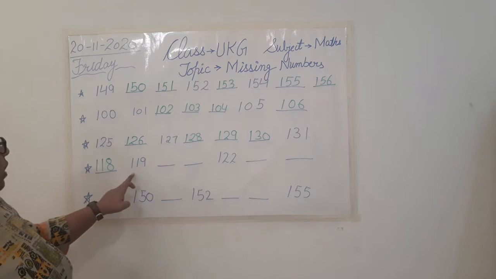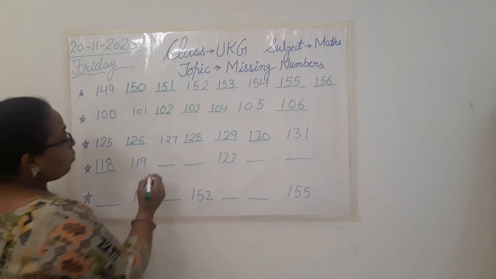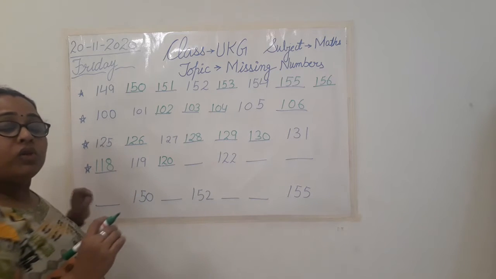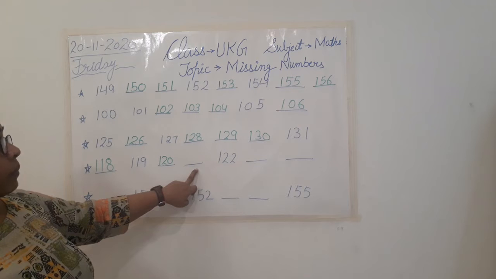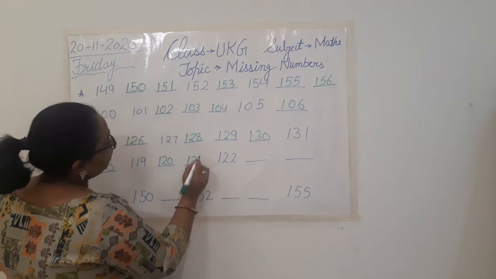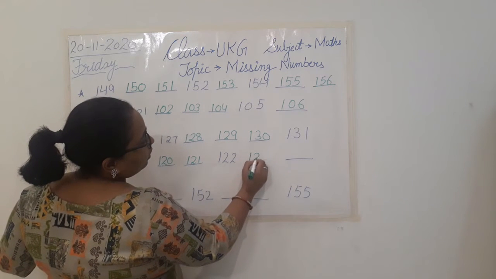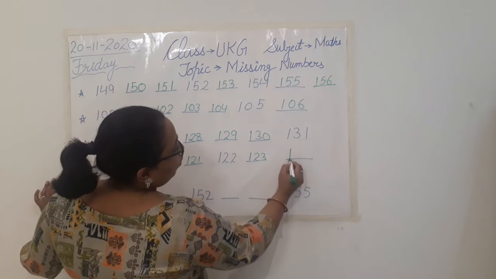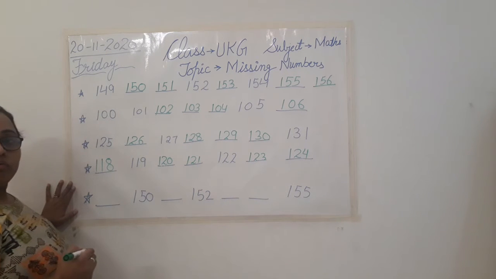118 we have. Then we have 119. What will come after that? 120. और counting अच्छे से आती है तो you are able to do all the things. After 120 will come 121. Then we have 122, 123, and what will come after that? 124. Is that clear to all of you?